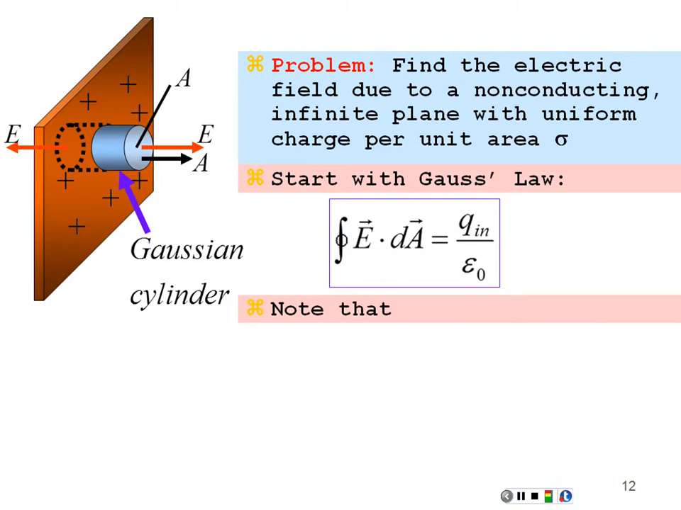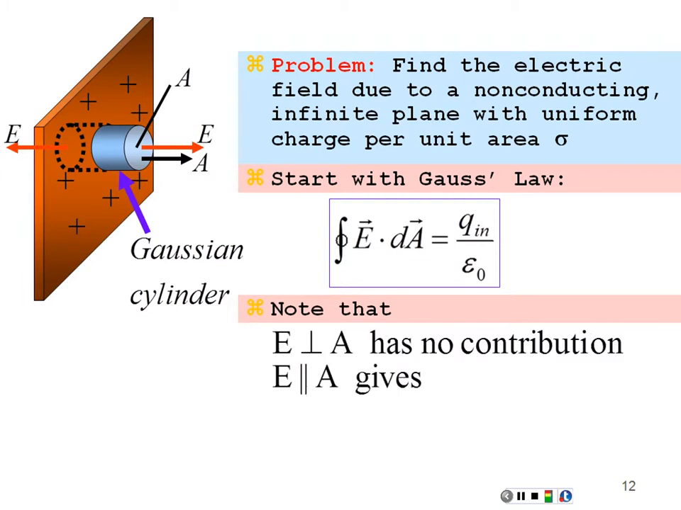So E perpendicular to A has no contribution. E parallel to A is going to be E times A, cosine 0. And we're going to have two of them, so it's going to be E times 2A, where A is the cross-section of this can. And that's going to equal the charge enclosed over epsilon naught. Pretty easy.